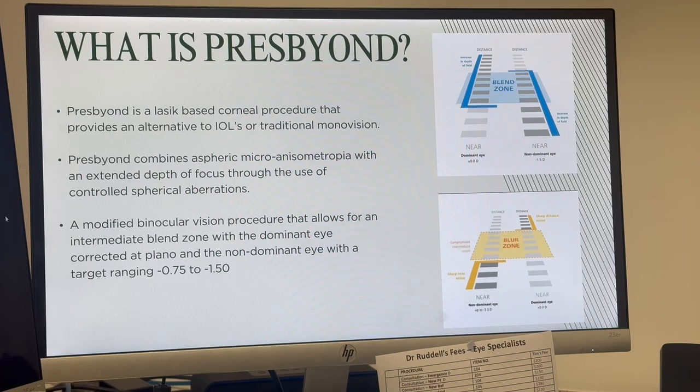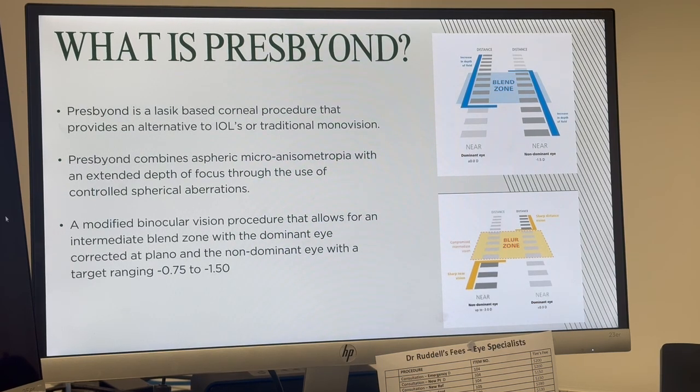So this procedure is a binocular vision procedure. Similar to monovision, we have a dominant eye that is corrected for plano or for distance, and a non-dominant eye that's a near target, which, depending on the patient's age, can range from -0.75 to -1.50.